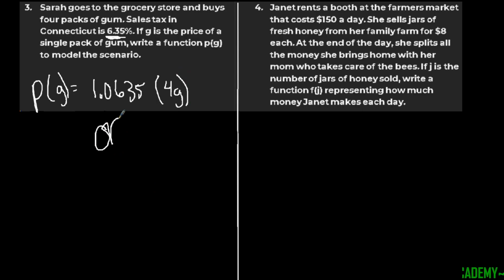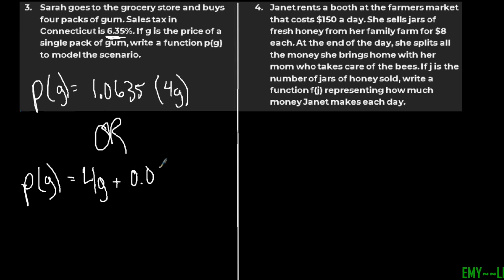Or you could say like this. Still P of G is going to be our left side, so our function P in terms of G. So I'm going to say, okay, I have 4 packs of gum, which is what we start with, plus I have the sales tax, which is 0.0635 times 4G.